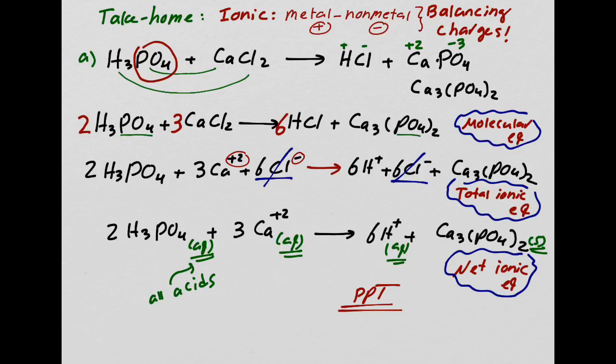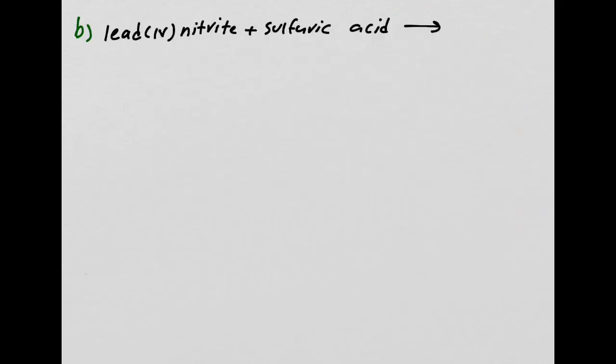So this was a big one. I'll give you another one to do. I usually give you the hard ones to take home. This one I like because I'm also testing to make sure that you know how to write the formulas. So this one is lead 4 nitrite. So lead is Pb, nitrite is NO2. Hopefully you're learning the polyatomic ions.